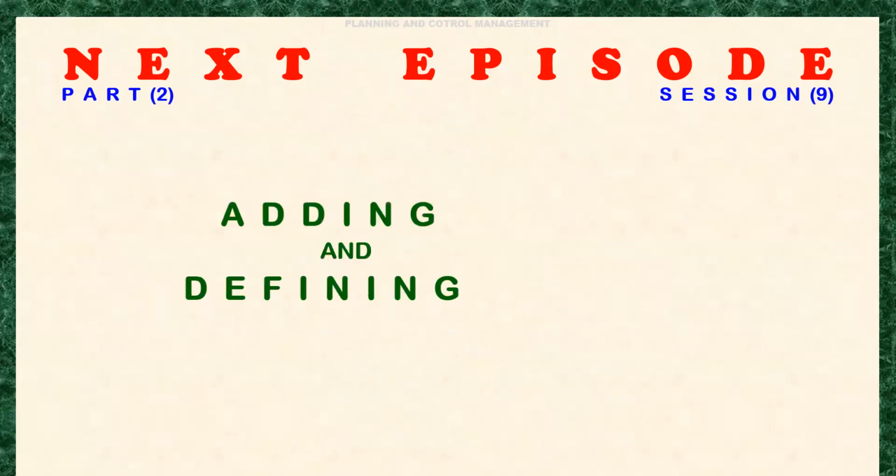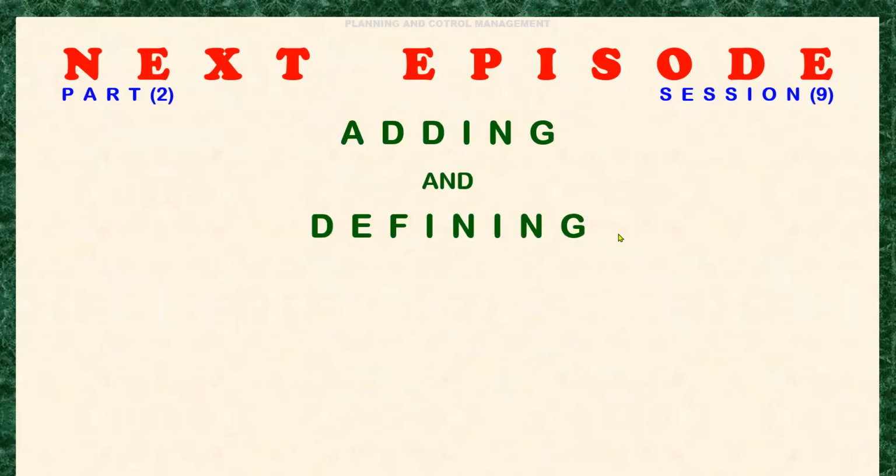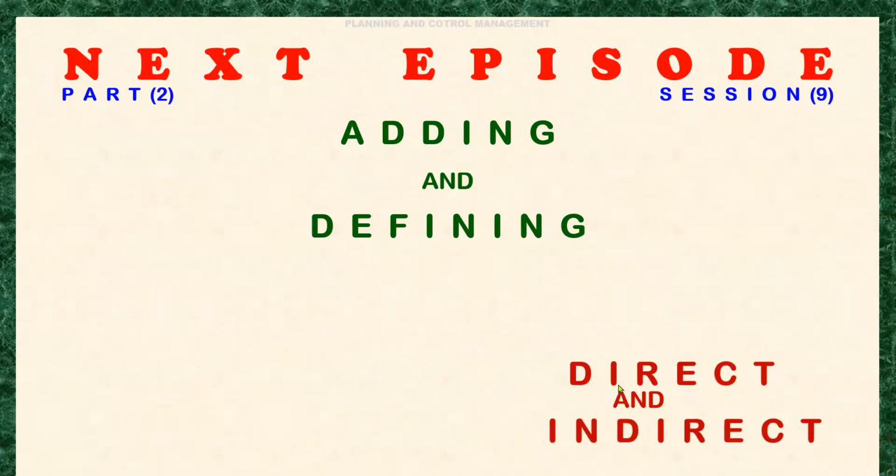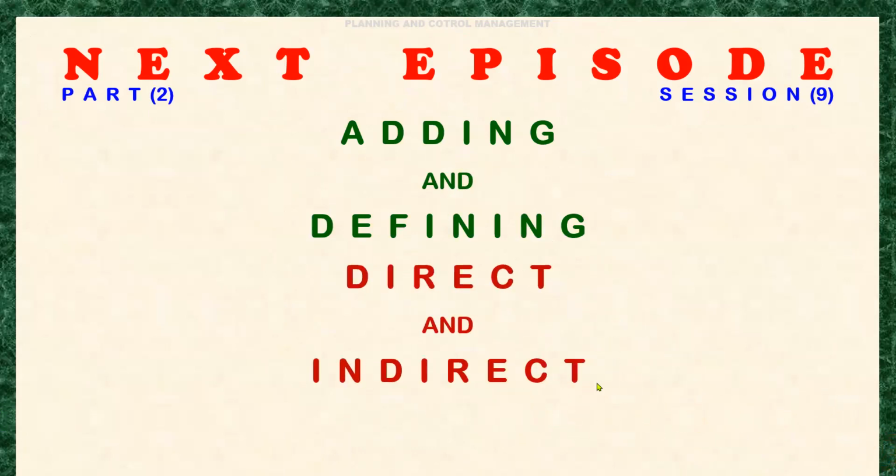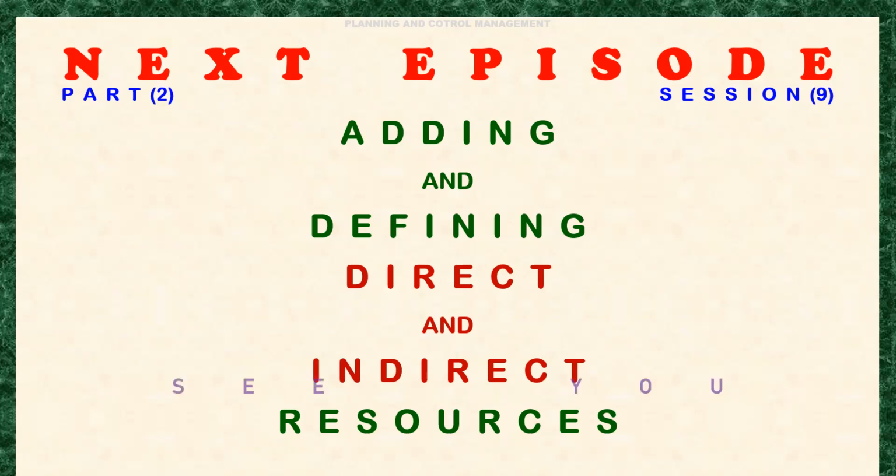here is the next episode that is part 2, session 9. Oh, we are already on session 9, which includes adding and defining direct and indirect resources. Okay. Our next episode is adding and defining direct and indirect resources. So see you in this next coming episode.